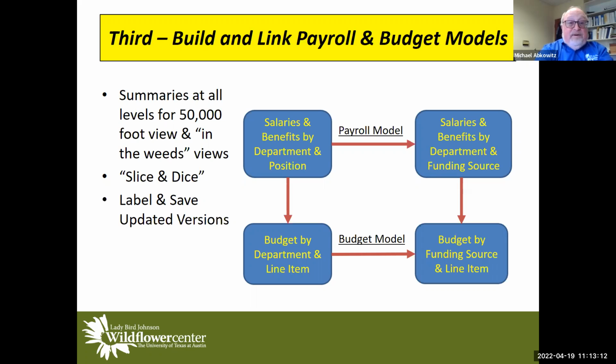And one of the key things I've learned over the years is, as you're building your models, label and save updated versions. So if you make a mistake, you don't have to reinvent your wheel. In this graphic, I have a payroll model that has salaries and benefits by department and position. Another view looks at the salaries and benefits by department and funding source. These payroll models feed into budget models that allow me to look at budgets by department and line item, and then budgets by funding source and line item.